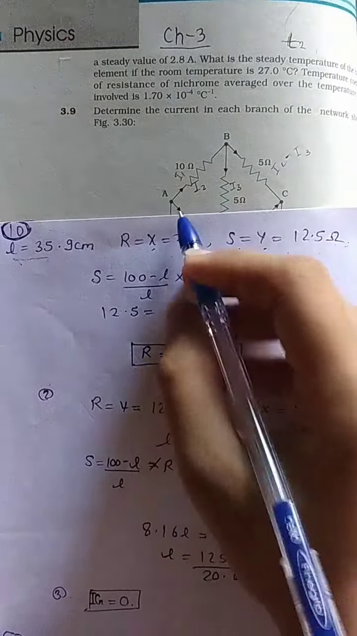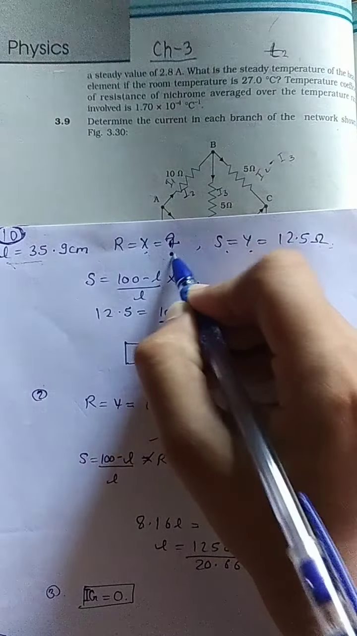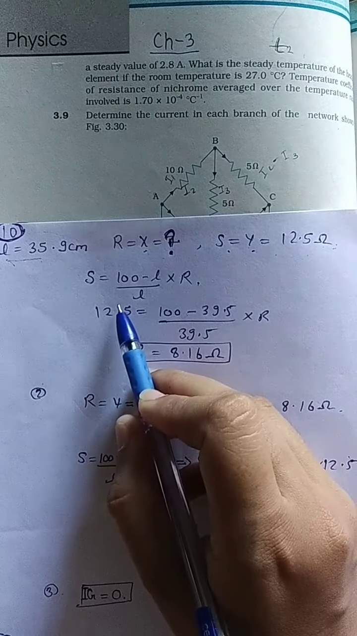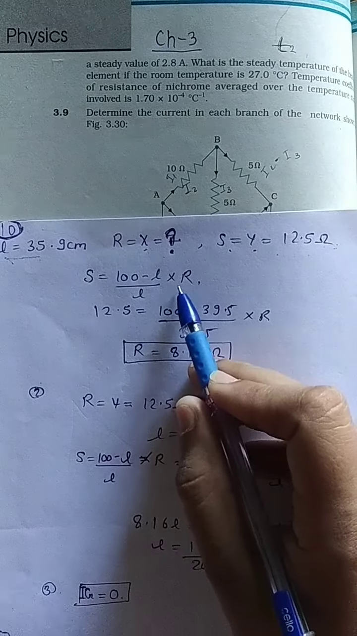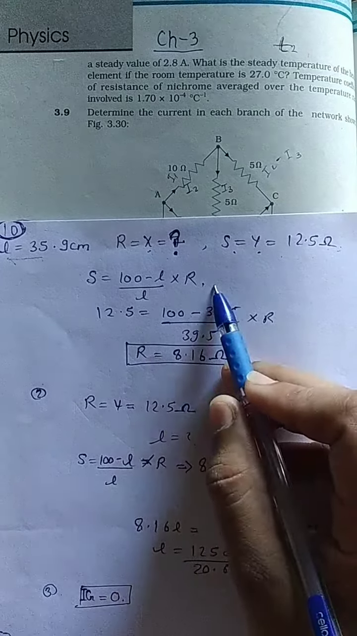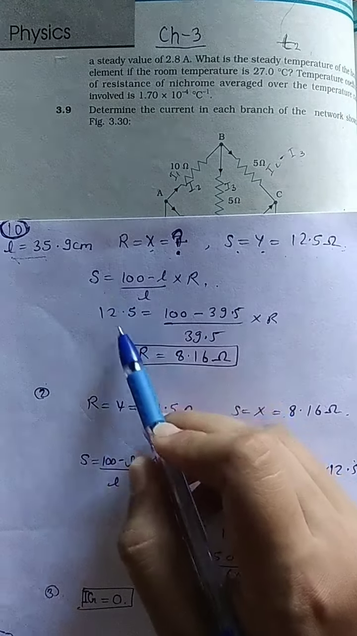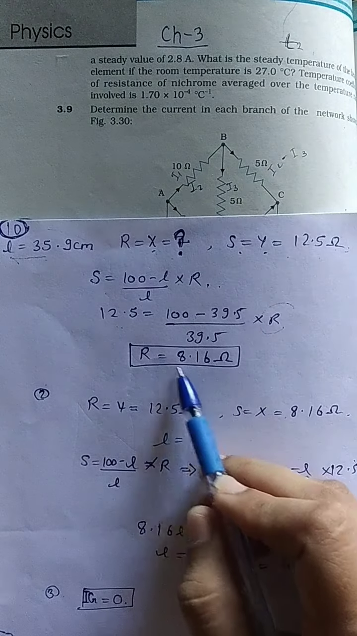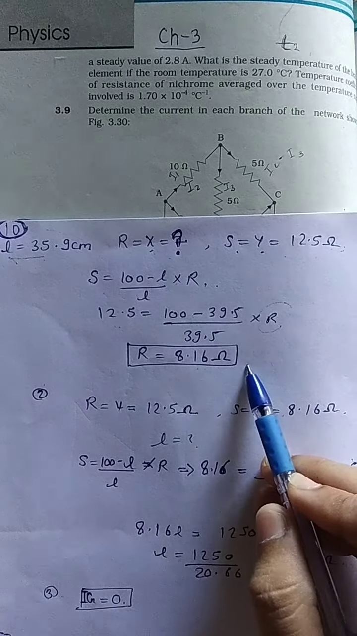R equal to X, that we have to find out. This is the question mark. By applying the formula S equal to (100 minus L) upon L into R, and by putting the values of S and L, we can calculate the value of R, that is equal to 8.16 ohm.